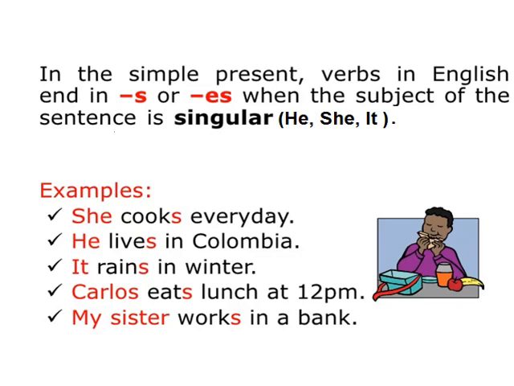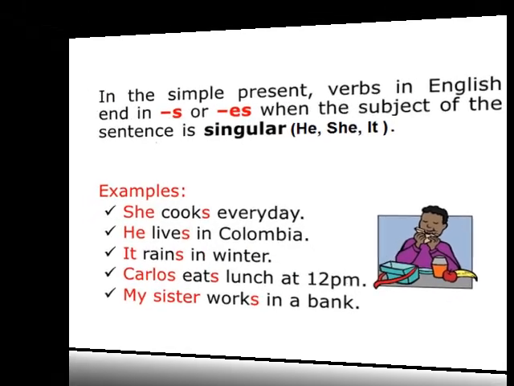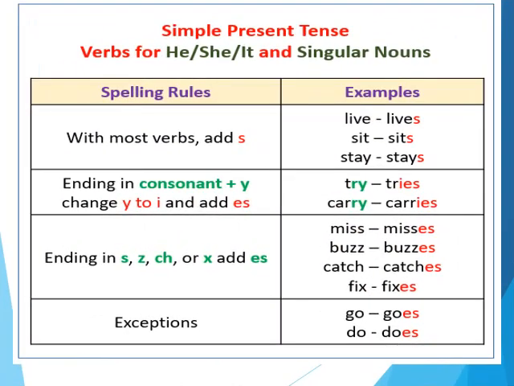It rains in winter. Now next two sentences for you to write down. Okay children, please write down the next two sentences in your notebook and write down the subject and the verb. An important rule to know is that in the present tense, subjects and verbs have to agree in number. Simple present tense, verbs for he, she, it and singular nouns.